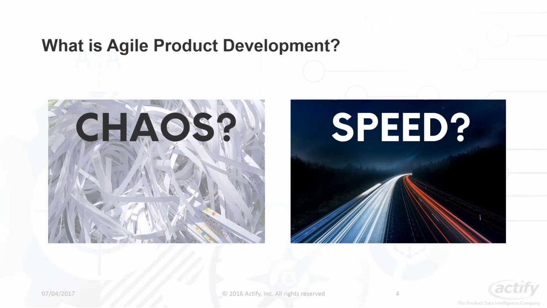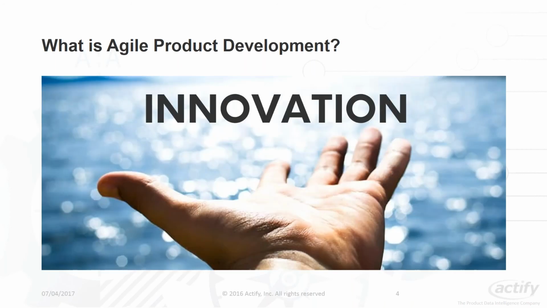Some executives seem to associate agile with the thought of anarchy or chaos, where everybody does what he or she wants to. And then others take agile to mean do what I say, but do it faster. However, agile product development is all about innovation. It's a structured process to accelerate the creation of new products and processes.